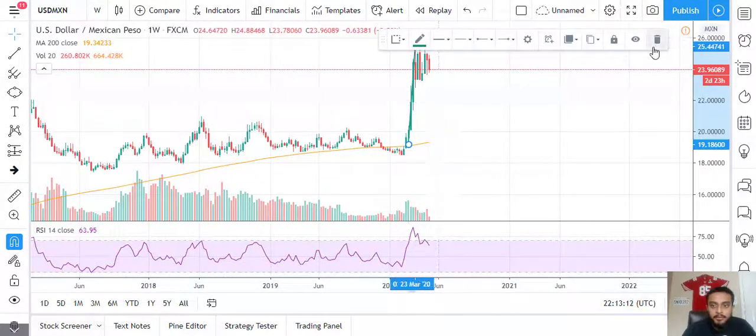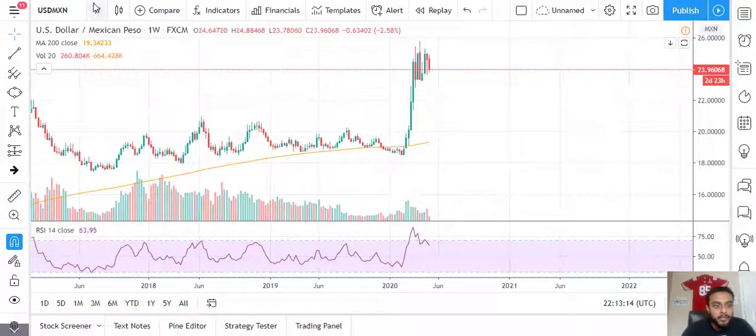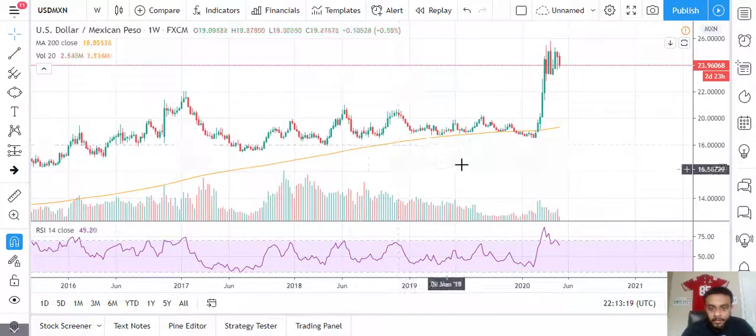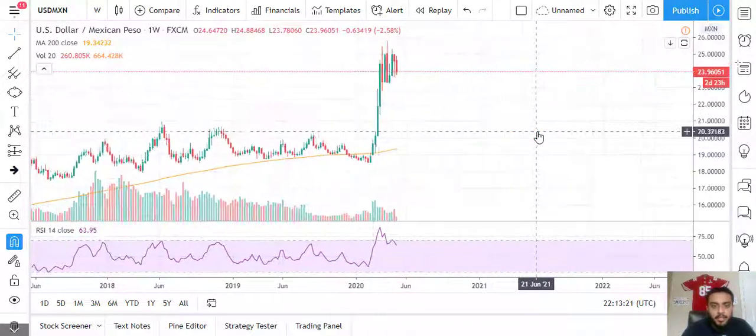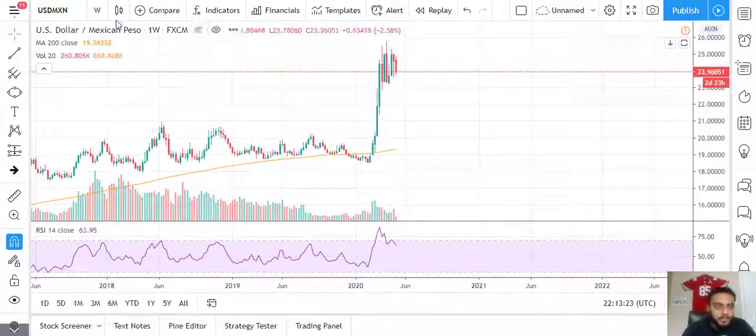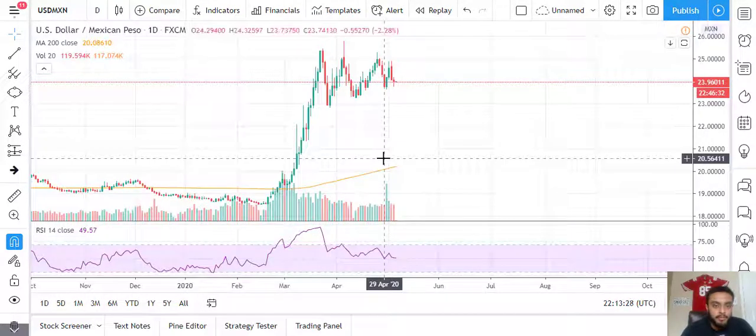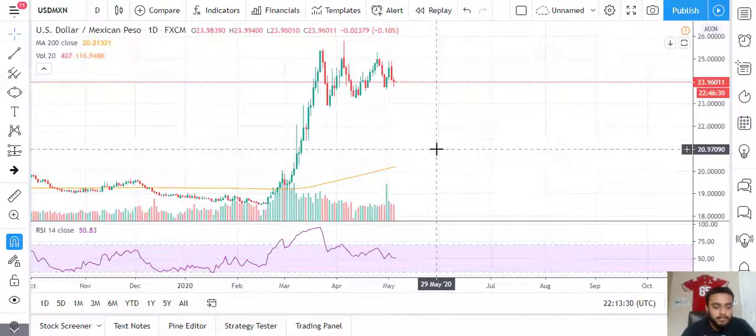Let me go ahead and delete this for now. So looking at the weekly time frame, in the past you could determine where price would go, but as of late, right here around this area, it looks a little cluttered to me. So I'm just gonna go ahead and move down one time frame. All right, guys. If anything looks cluttered to you, just switch from time frame to time frame.